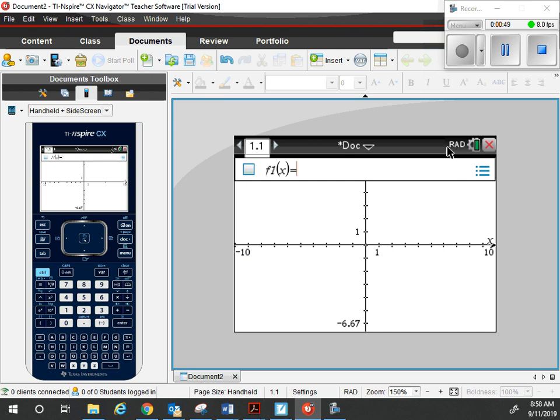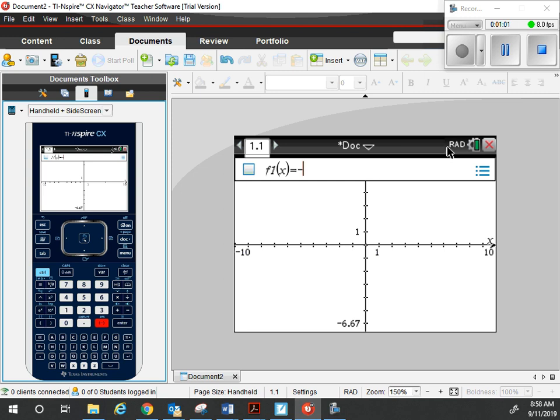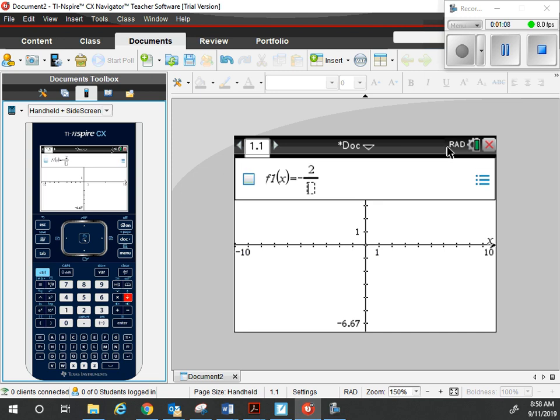Okay, so we're going to put in negative, so this is y equals, right? f(x) is the same as y. So y equals negative 2. Anybody remember how to make a fraction? Yeah. Control divide 3. If you just push divide, it'll work the same way. But if you put control divide, it'll put in that fraction. Push the arrow out. Negative 2/3 times x.